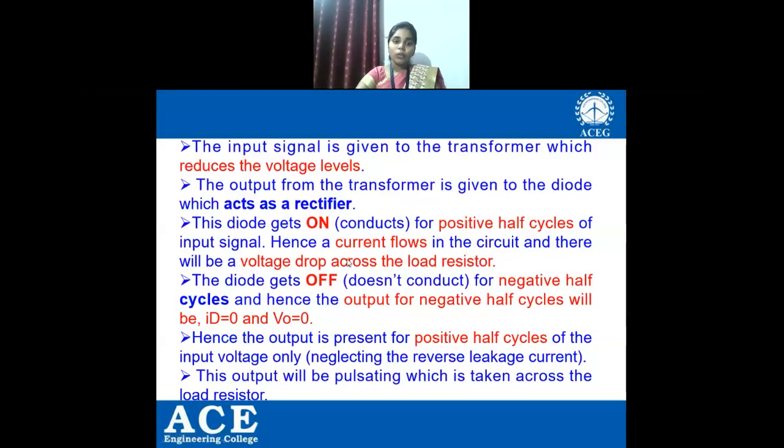The diode gets off, doesn't conduct, that means an open switch, for the negative half cycle. Hence the current across the diode will be zero and V naught, that means the output voltage, is also zero. Diode will be in the reverse bias, so obviously it will be an open circuit, and you will not get any voltage here. Hence the output is present for the positive cycle of the input voltage only. We have seen, right?